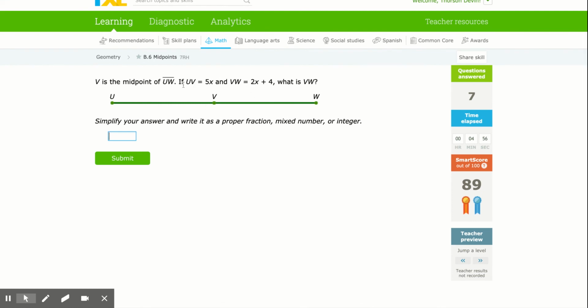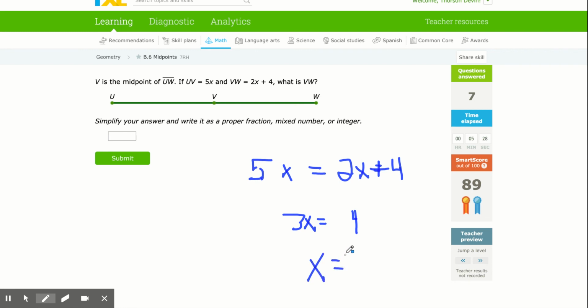It tells you the length of UV is 5x, and it tells you the length of VW is 2x plus 4. Well, V is also the midpoint. So that just basically says that 5x is equal to 2x plus 4. And then it's easy to figure out: minus the 2x over, we get 3x equals 4. And then we find out the x value is 4/3, which is perfectly fine to get a fraction.